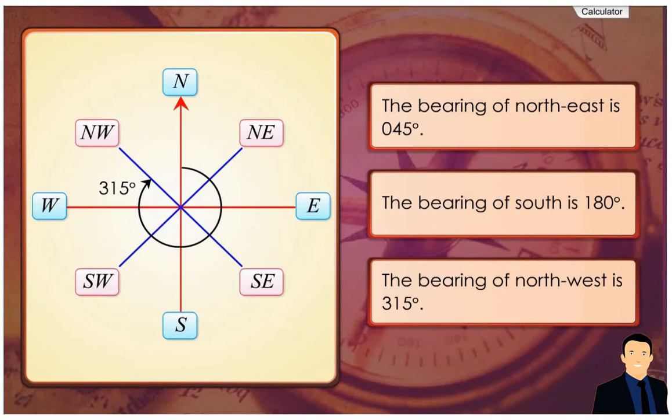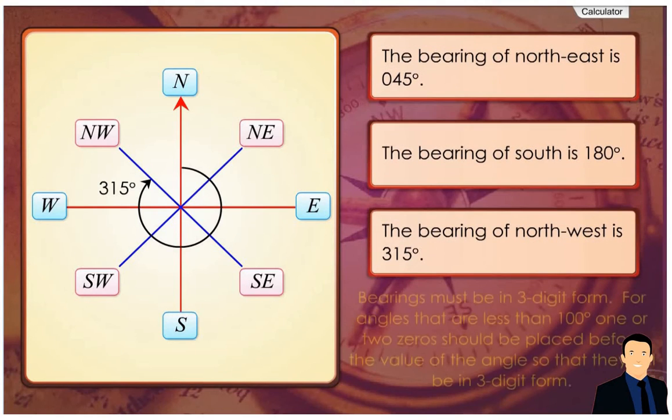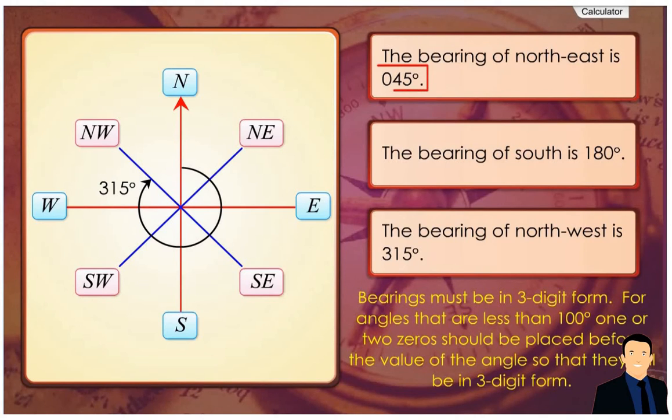Try to find the bearing of the rest of the cardinal points. Remember that bearings must be in three-digit form. So, for angles that are less than 100 degrees, 1 or 2 zeros should be placed before the value of the angle, so that they will be in three-digit form as shown in the bearing of northeast here.